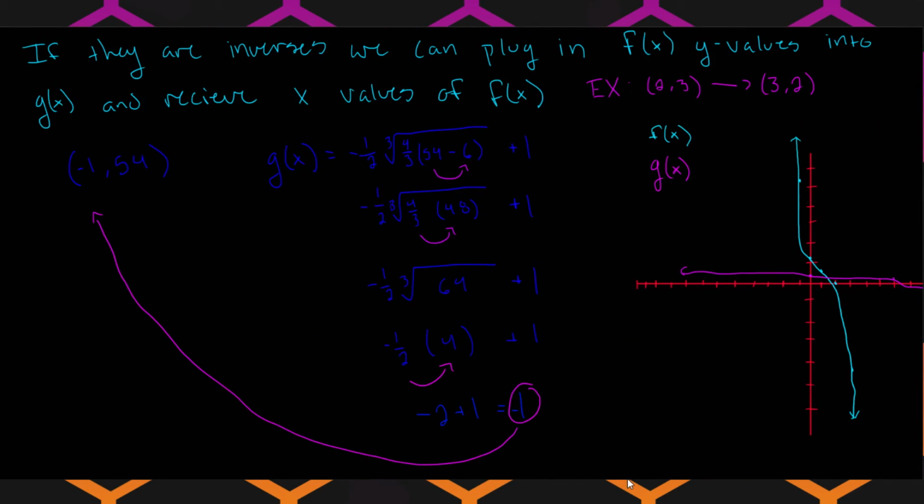Now, if they are inverses, we can plug in f of x y values, so the ones we just found, into g of x and receive the x values of f of x. So here you can see we took g of x and we placed 54, one of the original y values, into the x position of g of x. After we subtracted 6 from 54, we got 48. 4/3 of 48 is 64. The cube root of 64 is 4. Multiply that by negative 1/2, you get negative 2. Negative 2 plus 1 is negative 1, which is the original x value.